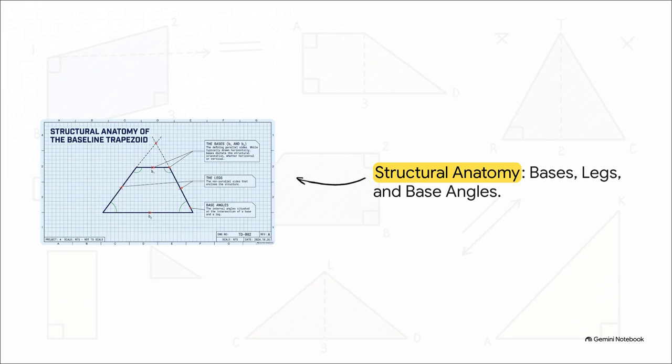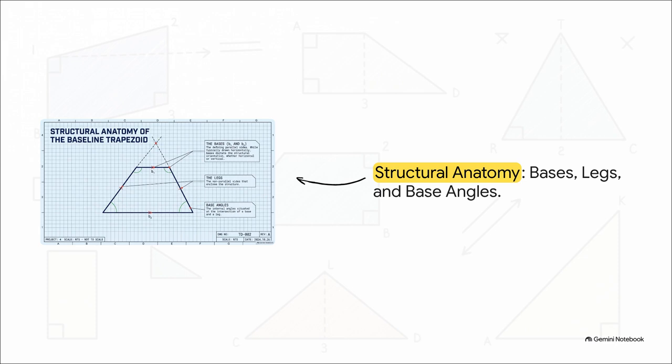Take a look at the top and bottom flat lines. Can you guess what we call those parallel top and bottom pieces? It's kind of like a house, right? Think of them as the floor and the ceiling of our structure. In math, we call these the bases, and they're labeled here as B1 and B2. Now, what about those non-parallel sides that lock the whole shape together? Well, those are called the legs. They're just the sides that enclose our structure.